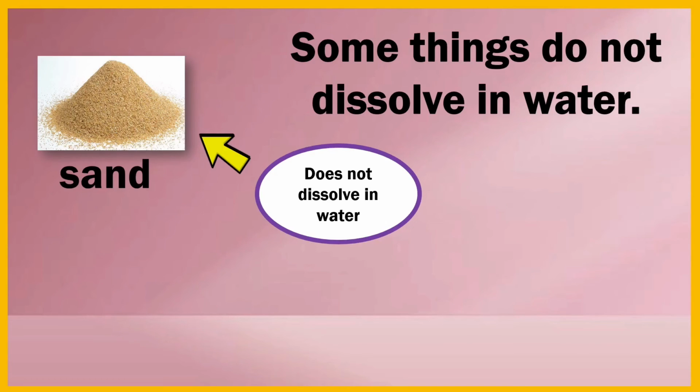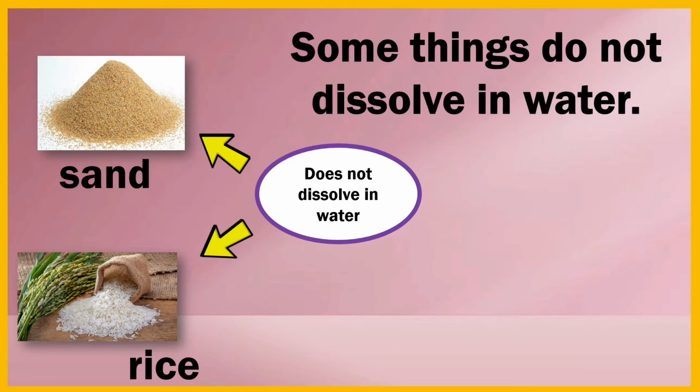First we have sand. Sand is a substance that looks like powder and consists of extremely small pieces of stone. If we mix it in water, it will not dissolve. Next we have rice. Rice is a small seed of a particular type of grass cooked and eaten as food. When we mix it with water, it will not dissolve.